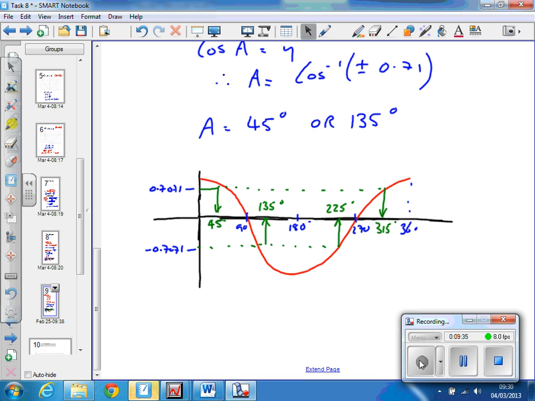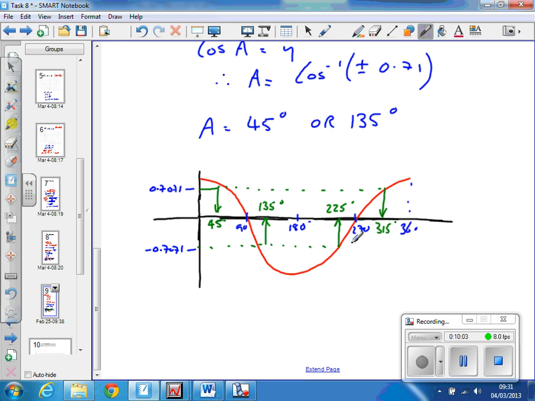So we get those 4 values, 45 degrees for the first one, but then going across and from the symmetry, 360 minus 45 gives you 315, and then the negative result, 135, which is 45 more than 90, so we've got to come 45 less than 270, to get 225 degrees, from the symmetry. Okay, so that's how you go about these questions.